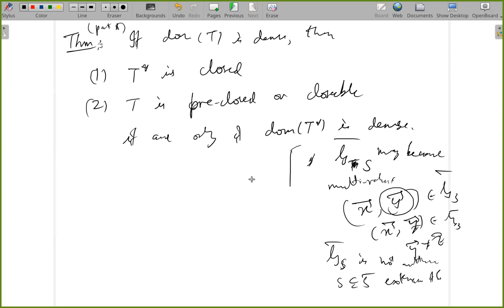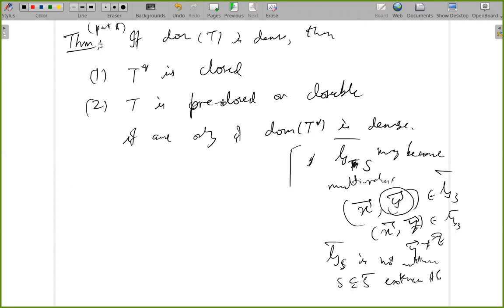Let me repeat it if it's not clear. First you start with T, then you look at its graph, which may or may not be closed in H cross K. Then what you do is close up that graph. If whatever closed subspace you get is multi-valued, like corresponding to a single X you have multiple values, then you are not able to assign X to a fixed Y. In that case, you would say that T is not extendable to this bigger domain. But if you are able to extend, and that extension is a closed operator, which it will be simply because the graph is closed, then in that case you will call T to be pre-closed.